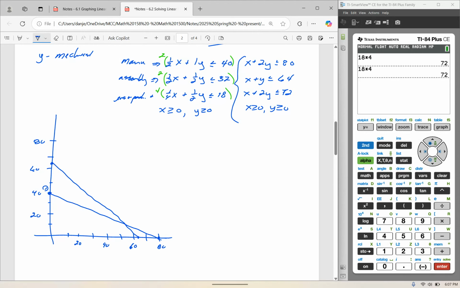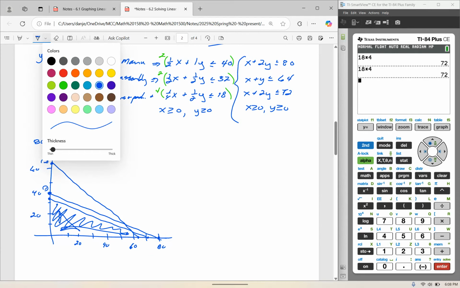So there's that line. Now the third one, that's line number 2. For the third line, if x is 0, y is 36. And if y is 0, x is 72. And so we've got this line right here. Now my feasible region is going to be this inside here. I need to find my corner points.